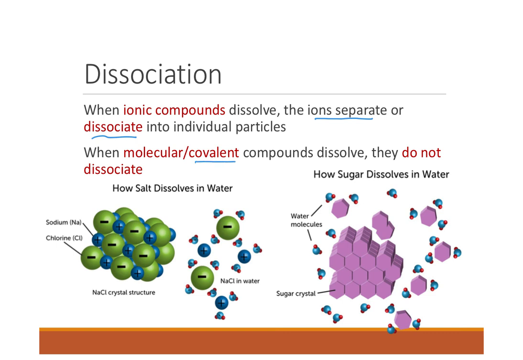Covalent compounds, when they dissolve in water, do not turn into ions, but because covalent compounds can be polar, there will be positive and negative areas on those compounds, and they will also then line up with the positive and negative areas on water. But they don't dissociate. They do not fall apart into individual ions.